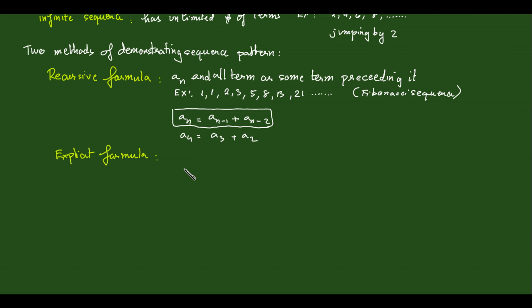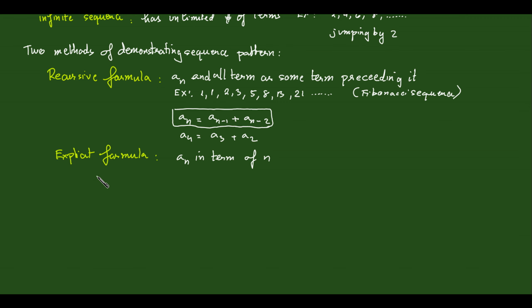Explicit formula is a formula of a sub n in terms of n. It means that a sub n equals something on the right hand side, and on that right hand side all you can see is the n. You don't see anything else.